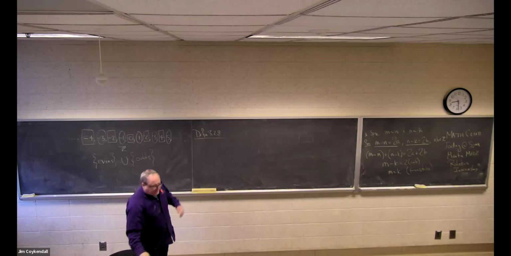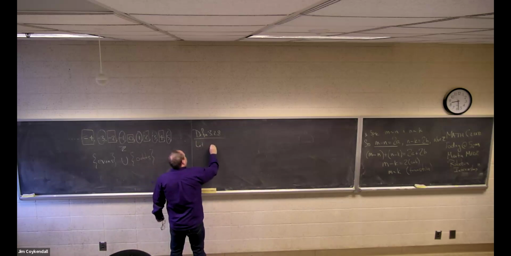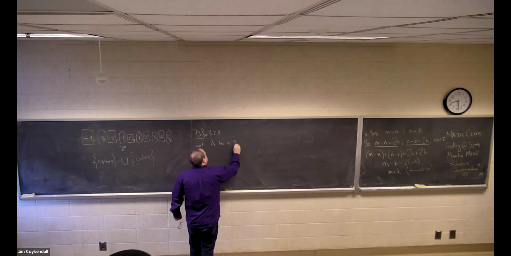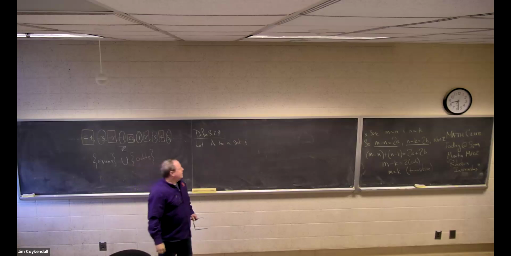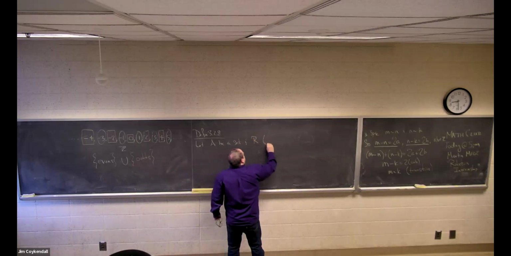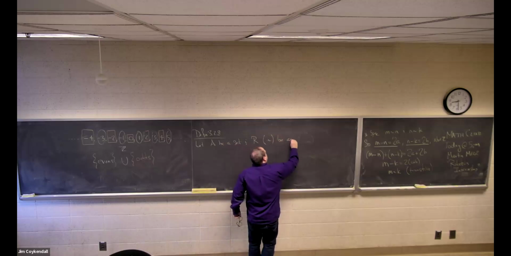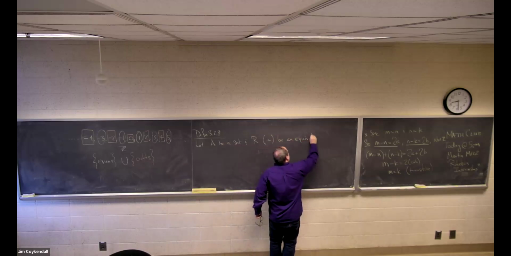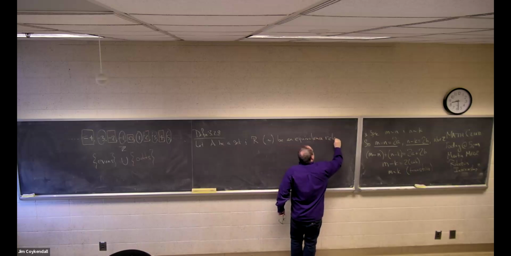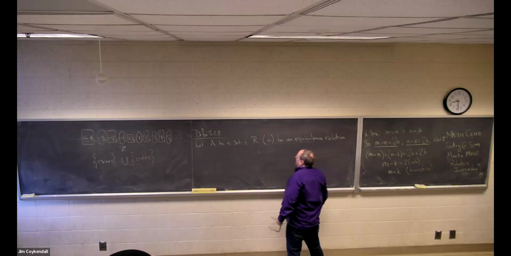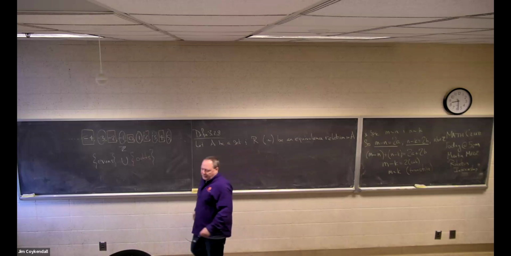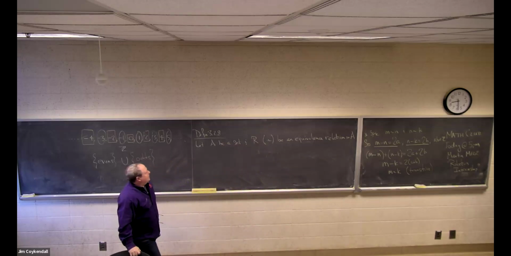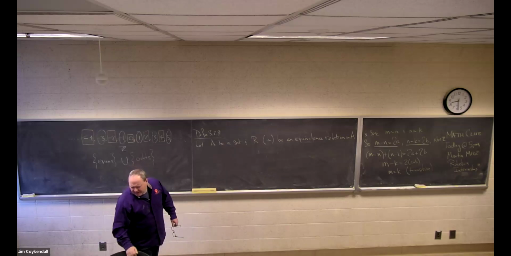Let R be an equivalence relation on the set A. Equivalence relations are so important that they get multiple notations. So I'm going to teach you the language here. Let R be an equivalence relation on the set A. Sometimes I will call R, when it's an equivalence relation, that little funny tilde sign.